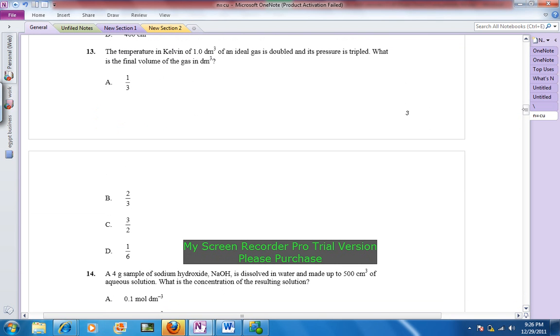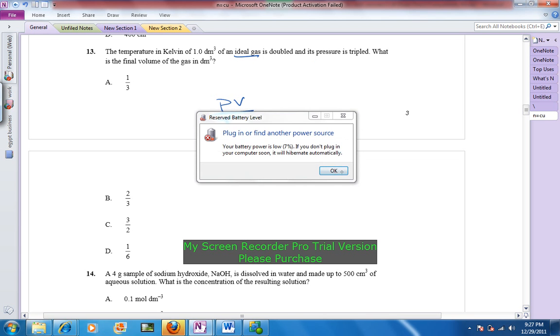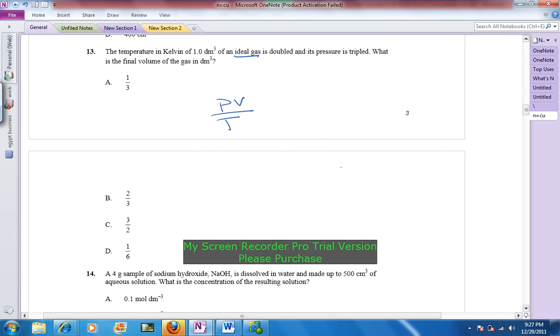For the next question, it's talking about ideal gas. Thank God, something different. So you know that for the ideal gas, what you can do is PV over T, and you're looking for... No, wait. Let me just finish this one question.